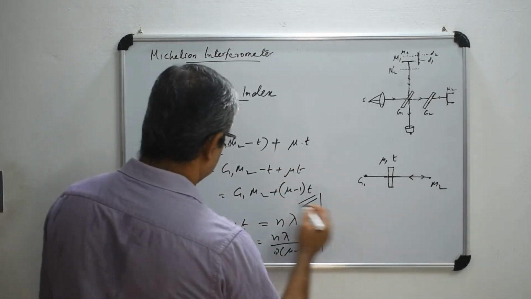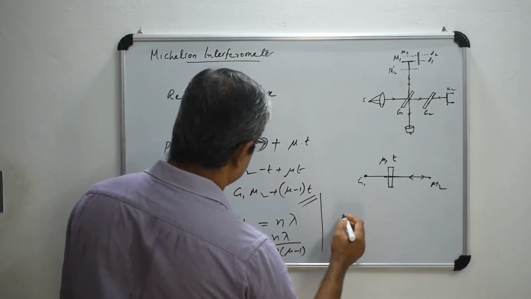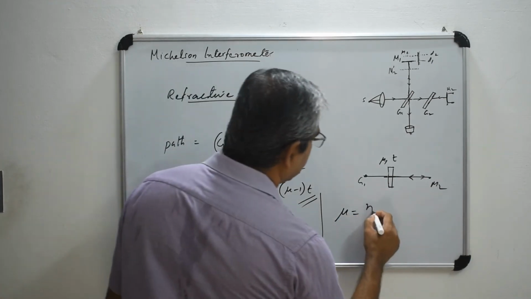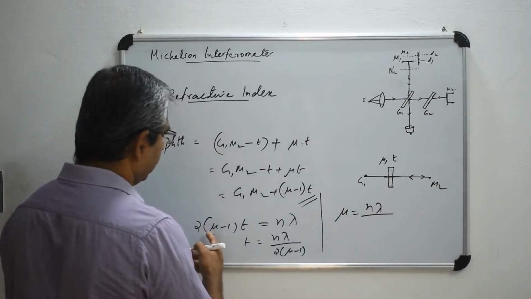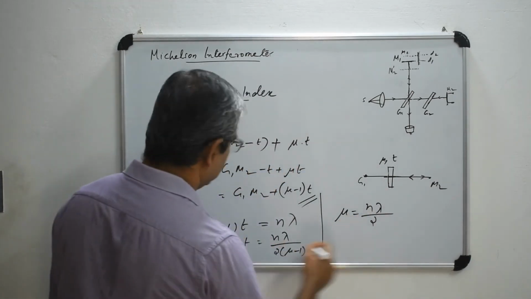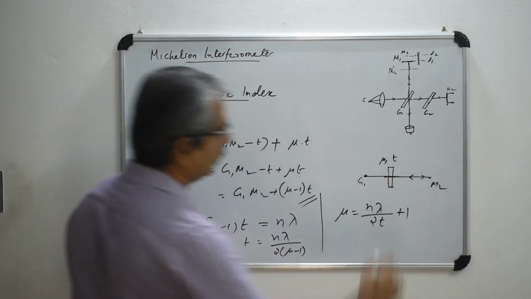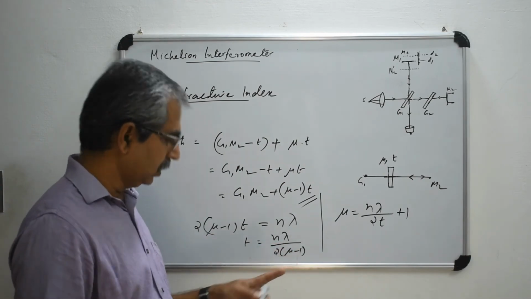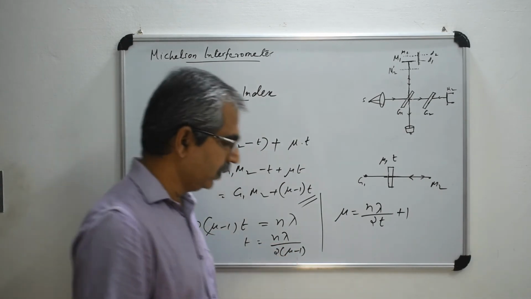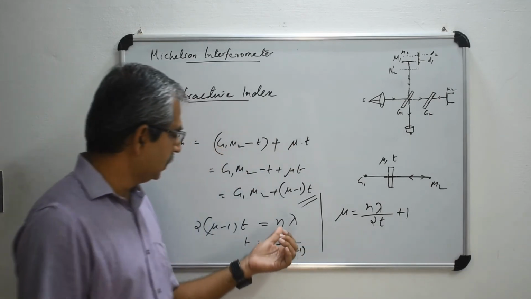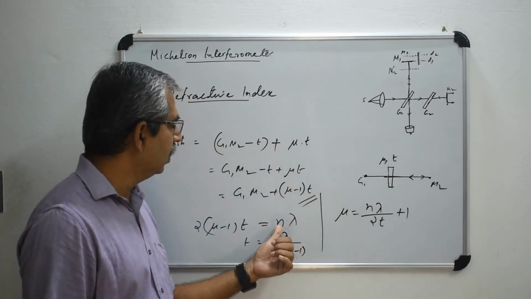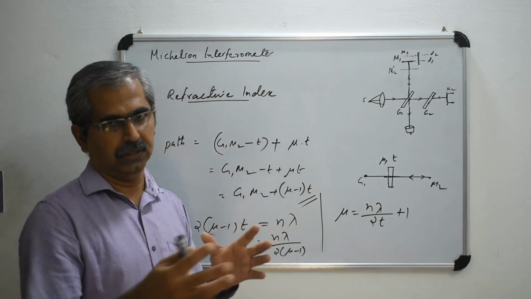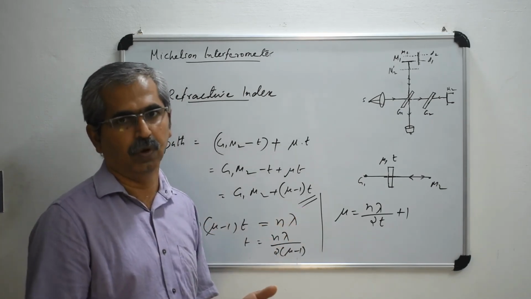That is, mu is equal to n lambda divided by 2 into T plus 1, isn't it? So that is the equation for mu. Here the only difficulty is that we have to actually count the number of fringes that are shifting, or that are newly formed.